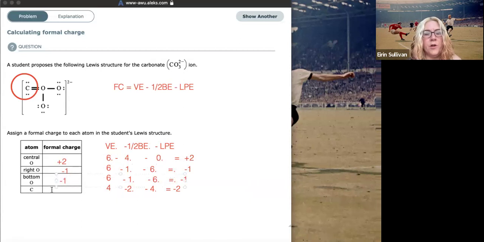So a little thing about formal charges, which the question isn't specifically asking you, but just so that you are aware, formal charges for a Lewis structure should sum to 0 if you have a neutral molecule. If you have a polyatomic ion like this, they should sum to the charge on the ion. So let's just check. They should sum to -2. So the carbon is -2, and then that central oxygen was +2. And then each of those peripheral oxygens, the one on the right and the one on the bottom, is -1. So -1, -1. That actually does sum to -2. Okay, so those formal charges do seem to be okay.